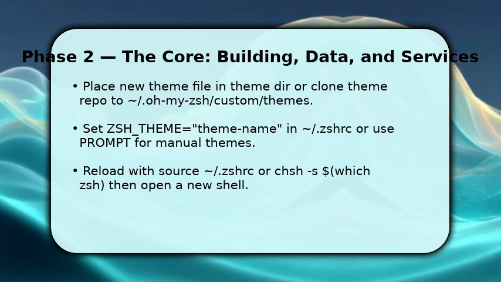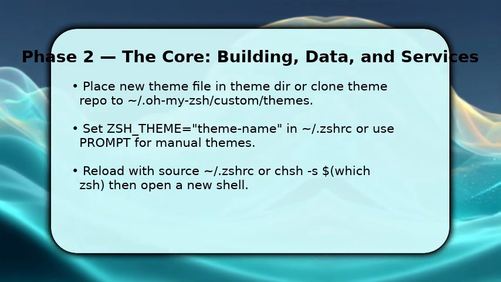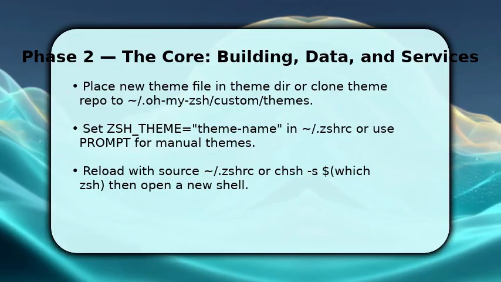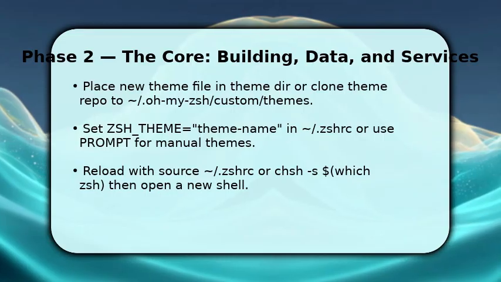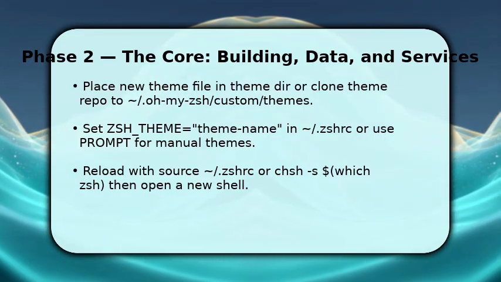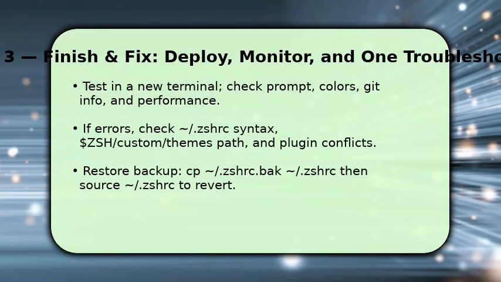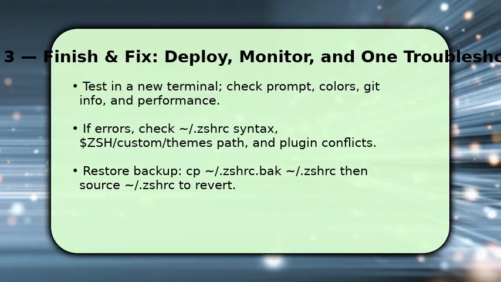Alternatively, start a fresh shell or run chsh -s $(which zsh) if default shell switching is needed. Make sure plugin order and path don't conflict with the theme. You finish by validating the theme in a new terminal window. Confirm colors, prompt segments, and speed.